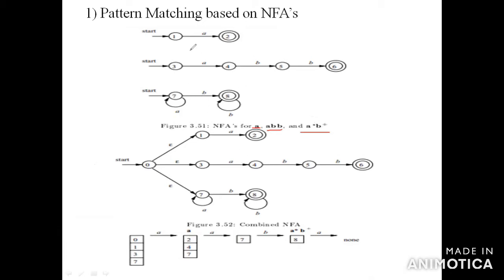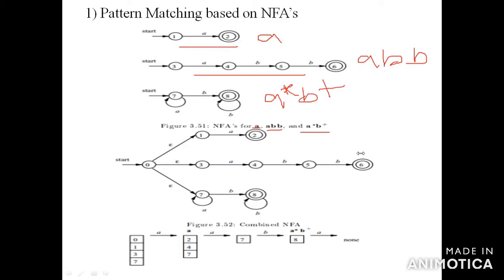Individually, according to Thompson construction, this is the NFA for input symbol a, this is for input a, b, b, and this is for the input a star b plus. A star means zero or more, b plus means one or more. So this is for a star, and this is for b plus. I think you know how to draw it; you also study it in the Flat subject. So this is a star b plus.